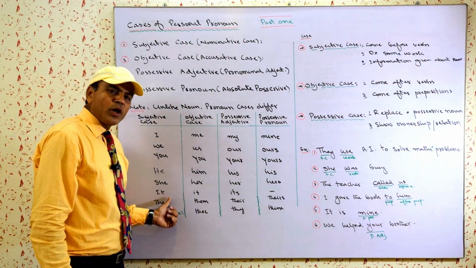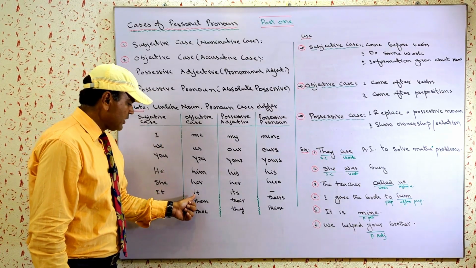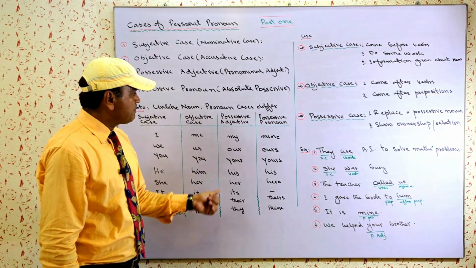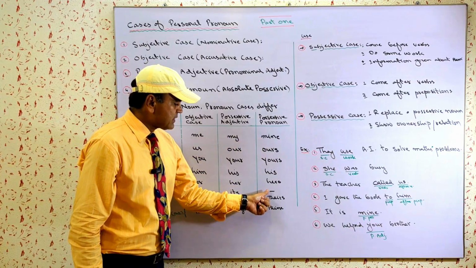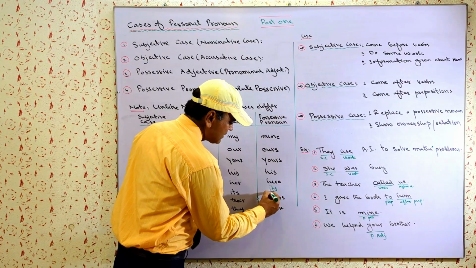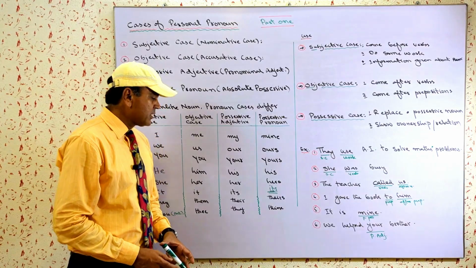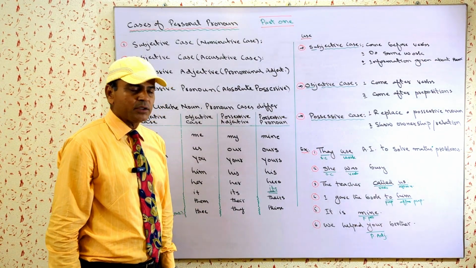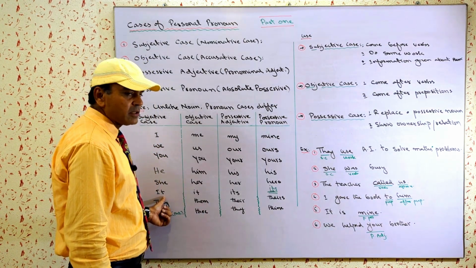Then we have another personal pronoun, it. Its subjective case is also it. Its objective case is it. But its possessive adjective is its. Normally its possessive pronoun is not used in the language. So many grammarians recommend, or even if you observe the day-to-day language, you won't find the possessive pronoun of it being used.